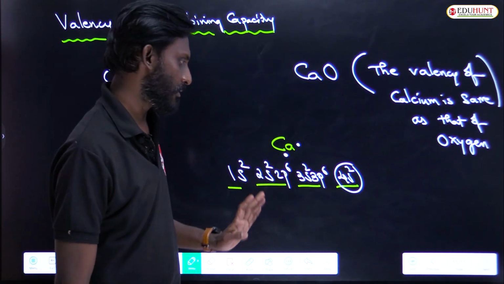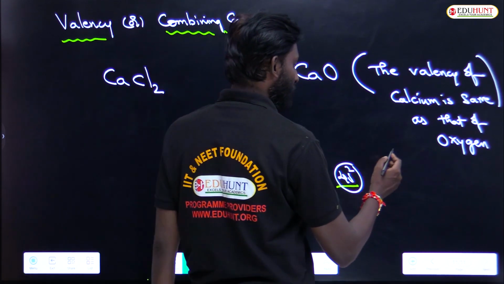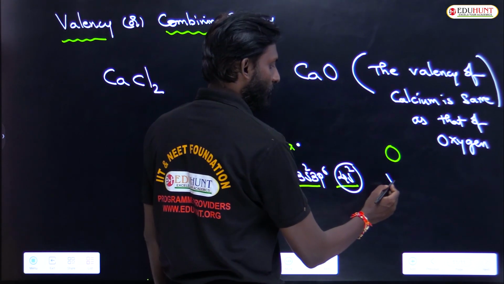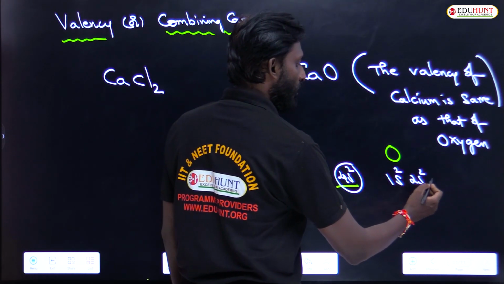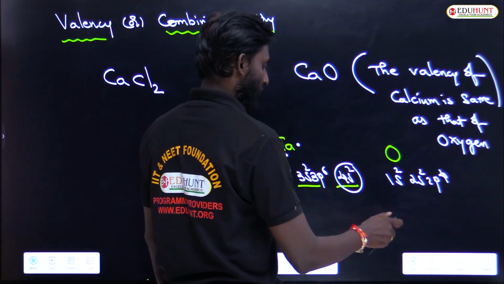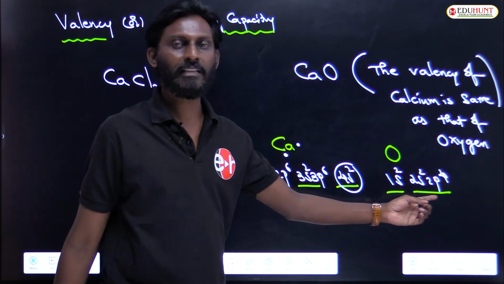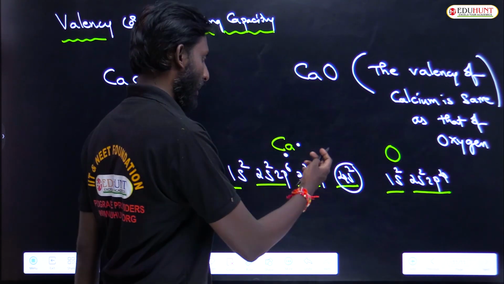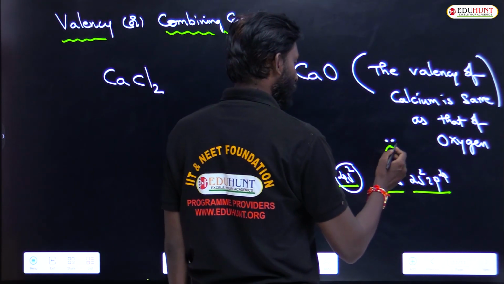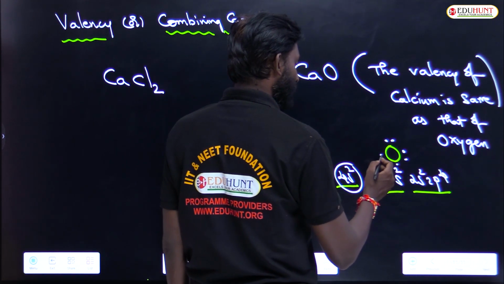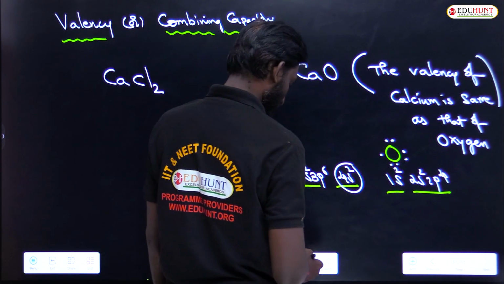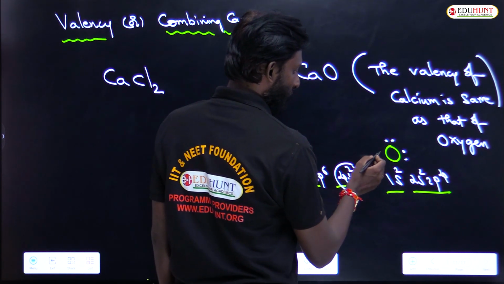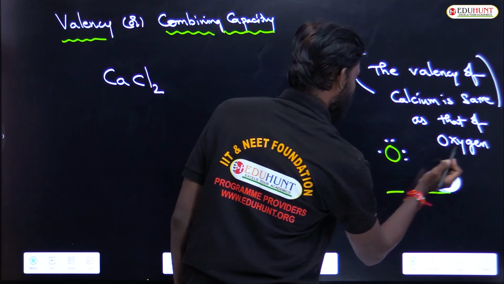Okay, fine. Calcium. Now the oxygen electronic configuration, try to write it: 1s2, 2s2, 2p4. The first shell, the second shell is the outermost shell. Now in the outermost shell, how many electrons? 6 electrons. Now write those 6 electrons: 1, 2, 3, 4, 5, 6.